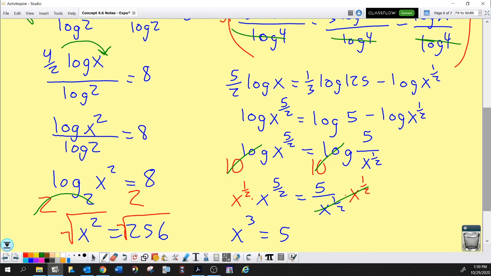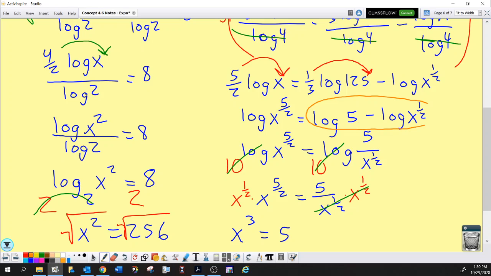Then I moved things back into the exponent position. I did, x to the 5/2. I did 125 to the 1/3, which is the same as the cube root. That's how I got this 5 right here. Cube root of 125 is 5.